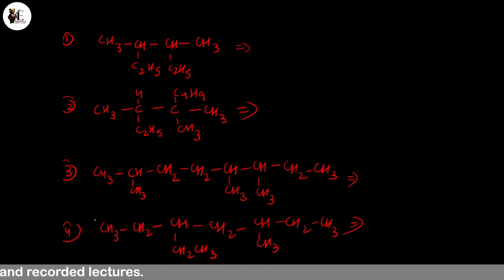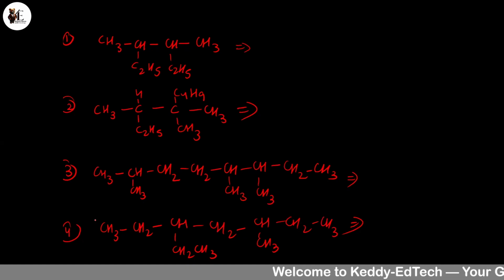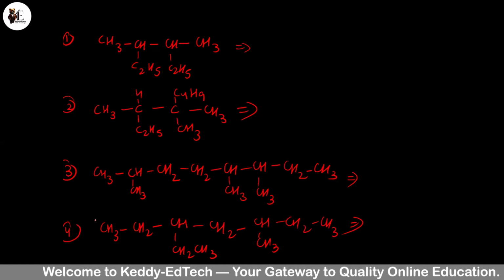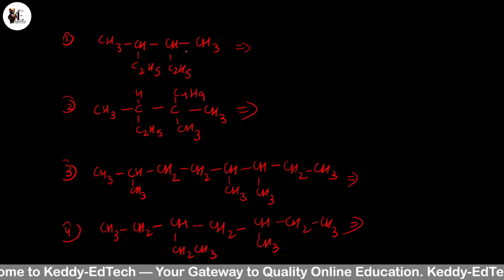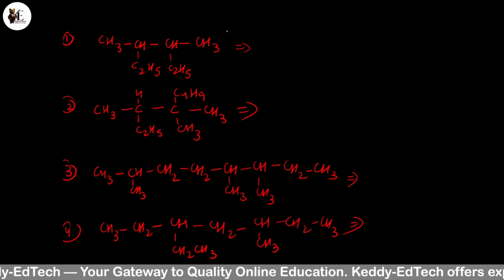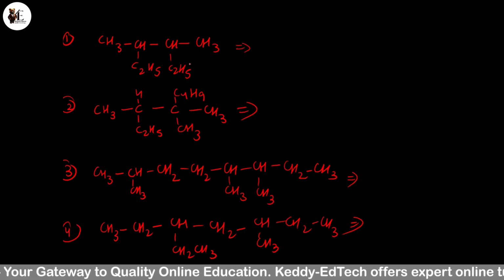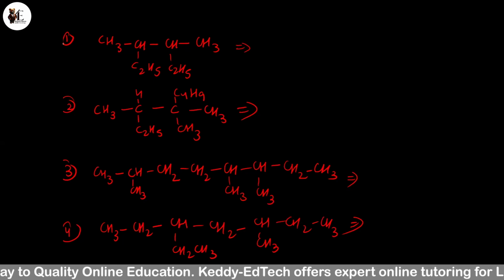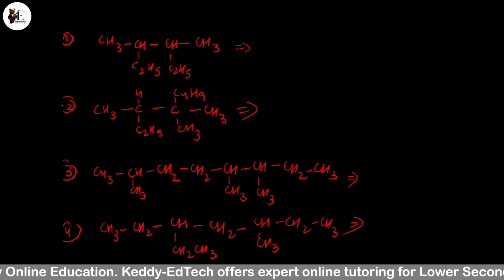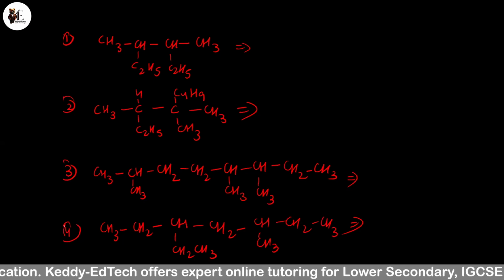Let me tell you all the rules once. First rule is that you have to select the longest carbon chain. Second rule is that you have to select the lowest locant. For example, 2,2,4 is better than 3,5,5. If you add, then it should be lowest. And the third rule says that counting will start from where the branching is maximum. Because there are no functional groups, all are hydrocarbons. So these three rules are sufficient for you to write down the IUPAC name.